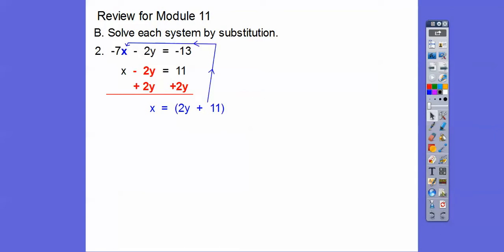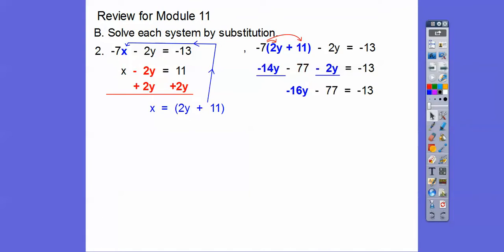Put in -7 times (2y plus 11) minus the other 2y equals -13. Now we distribute the -7 through. -7 times 2y is -14y. -7 times 11 is -77. Combine the like terms. The -14y and -2y gets me -16y. Be careful, watch the negatives.